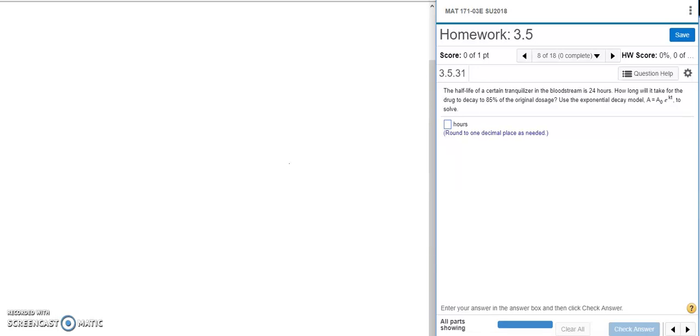Okay, guys, so this is section 3.5. This section is all about word problems and application problems for exponential functions and log functions. And a big idea we talk about in this section is half-life.